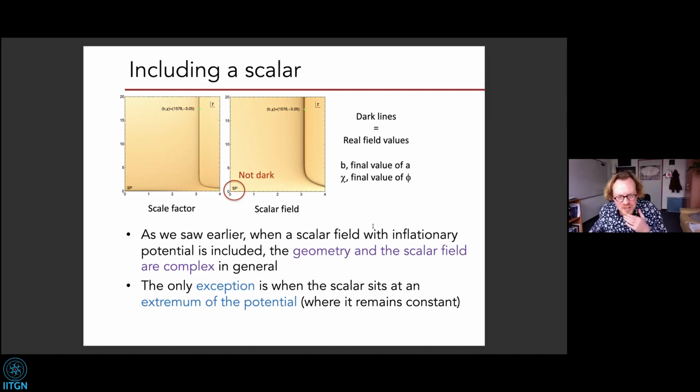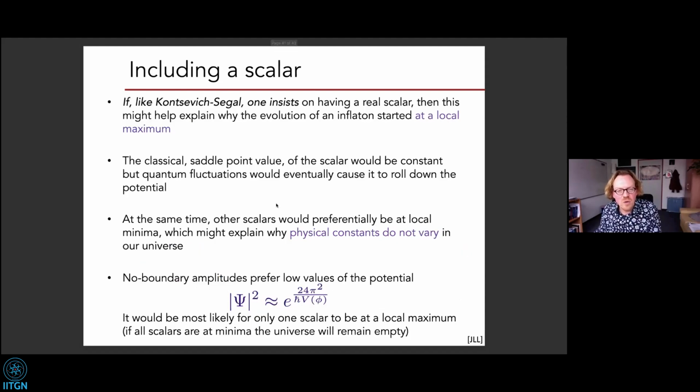Let me add one thing, which is that in the no boundary case, what I said earlier was that the saddle points typically involve complex values of the scalar field. Now, if you take this Kontsevich-Segal criterion seriously, then the scalar field should be real. And there is only one exception, and that is when the scalar field sits at an extremum of the potential, either at the maximum or at the minimum. Then it takes on real values. So if you take this seriously, you would find that if you have scalar fields, they have to start at an extremum of the potential.